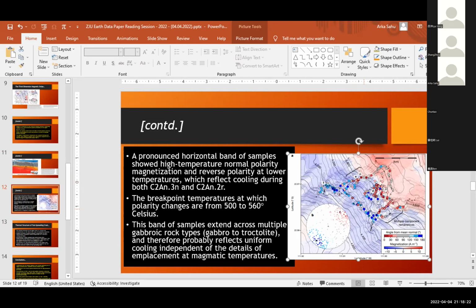So the band of samples that we see is extended. They are not limited to one particular kind, so the rock composition also changes from gabbro to troctolite. Therefore, the cooling depends on the emplacement of the magmatic temperatures. As the composition changes, the temperature also changes, so accordingly, multiple polarities are also captured over here.